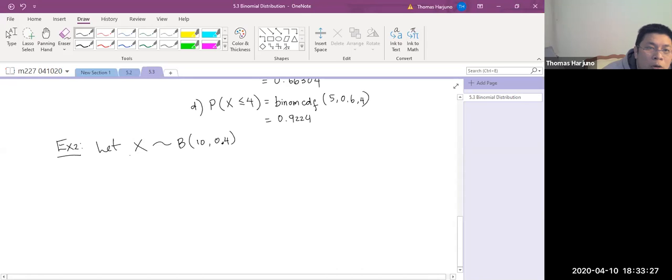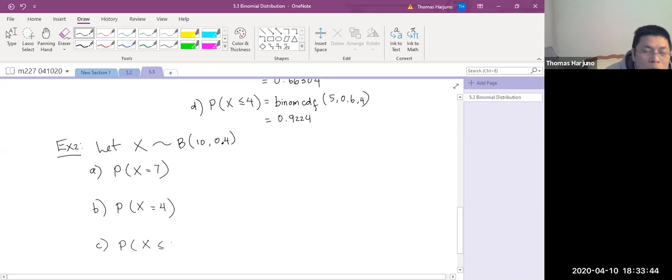So let's say part A, I would like to know the probability that X equals 7. Part B, the probability that X equals 4. Part C, the probability that X is less than or equal to maybe 3.